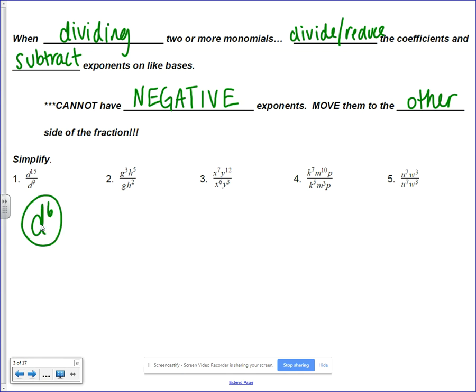That's it. Number 2. Do you have any coefficients? You do not. So what are you going to do with your g's? What do you get? This will be g squared because remember this little g has a 1 on it. So when we subtract them, we get 2. How about your h's? You'll get 3. Can we handle this okay?